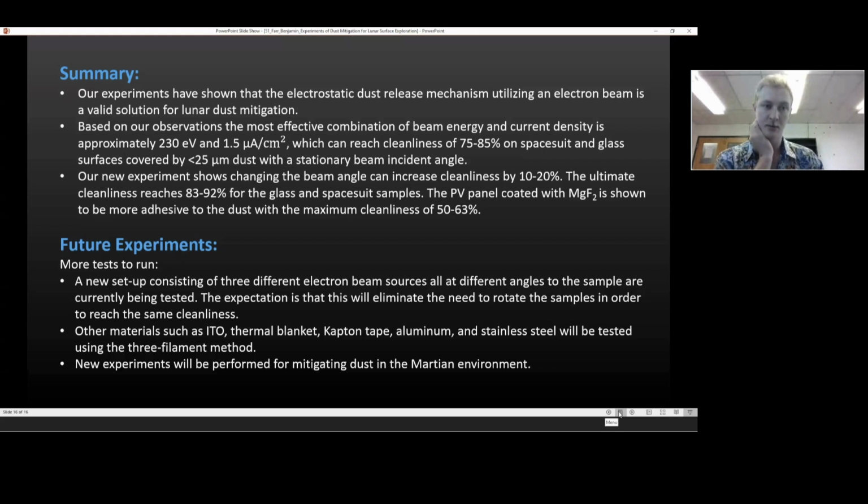So for the stationary sample, it's at 45 degrees relative to the filament. And then when we rotate it, every time we stop to take data, we stop at 45 degrees as well. So that every time we're actually taking data that we analyze, that's all taken at the same angle, so 45.